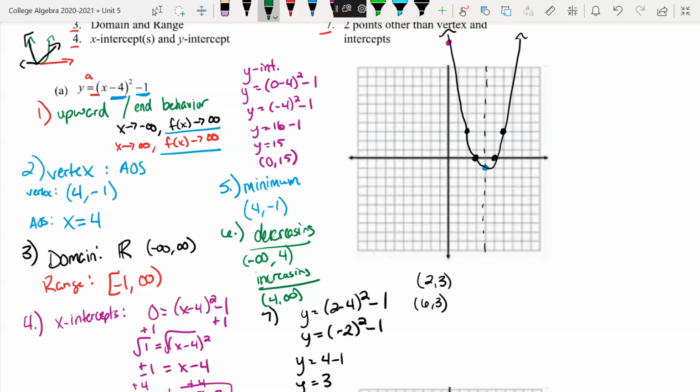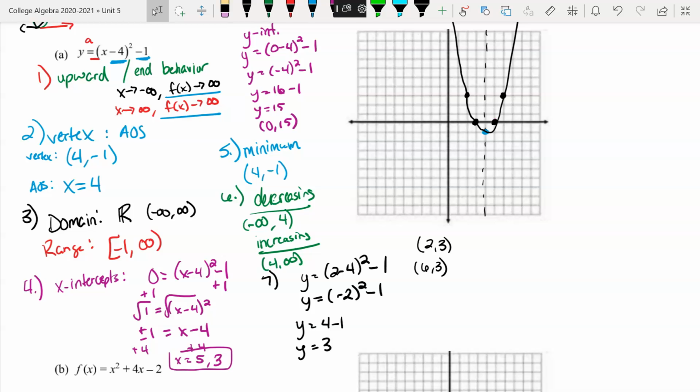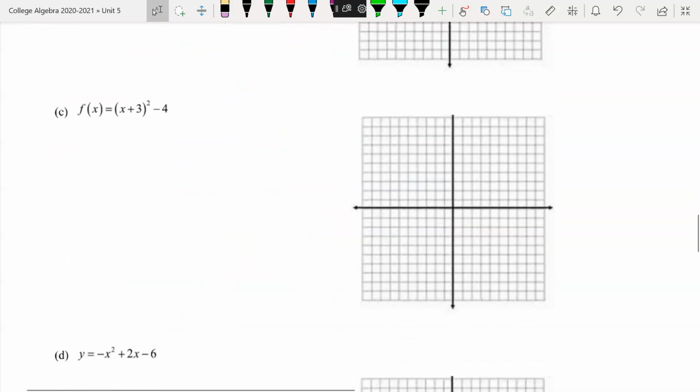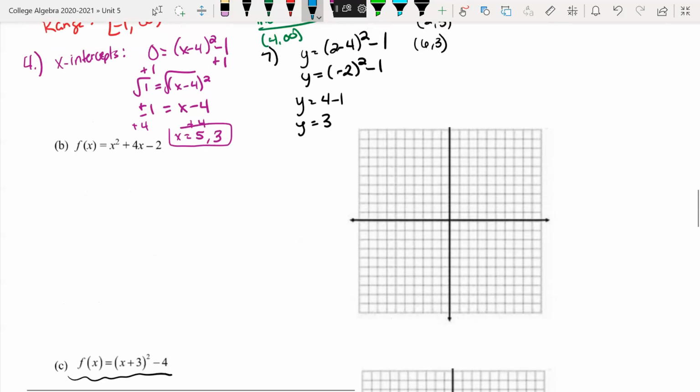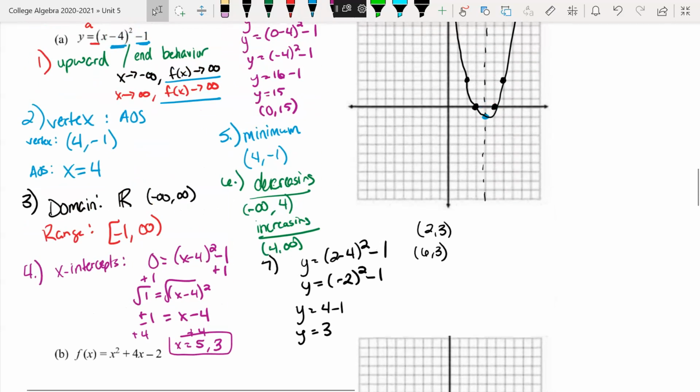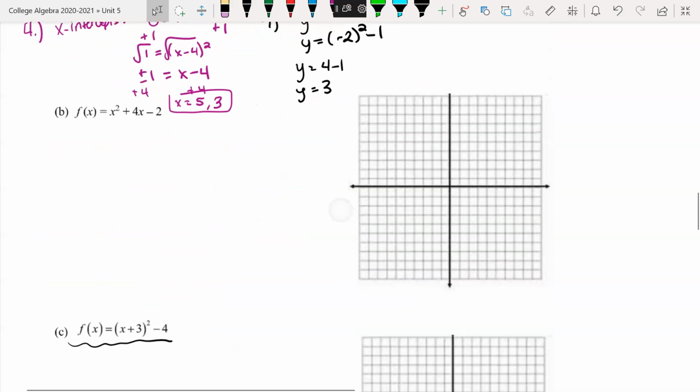So rather than me do another problem, because these kind of take a while, it's nice to know the steps. I want you to try C on the notes by yourself and then check it with my notes that I put on Classroom. Okay? So x plus 3 squared minus 4. I want you to check it and see if you did it correctly. So that is vertex form. So then B is standard form. I'm going to let you guys do B after I do D.